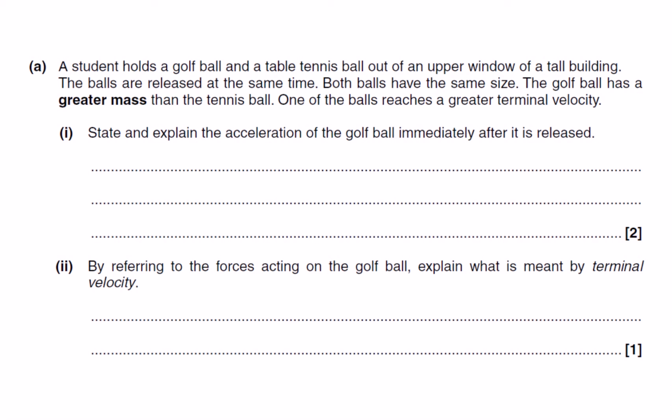Okay, here we go with question 5a. It talks about a student who is holding a golf ball and a table tennis ball out of an upper window of a tall building. The balls are released at the same time, both balls have the same size, and the golf ball has a greater mass than the tennis ball. One of the balls reaches a greater terminal velocity. The first part is: state and explain the acceleration of the golf ball immediately after it is released.